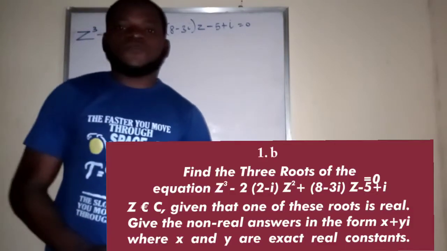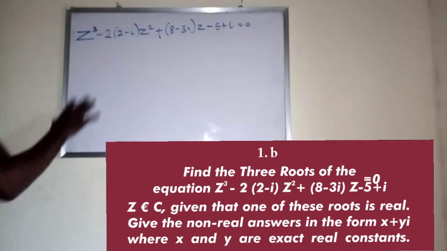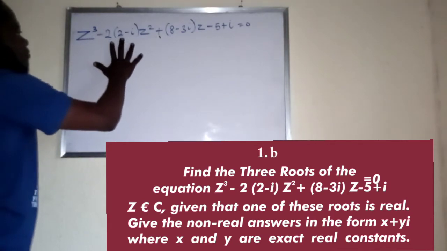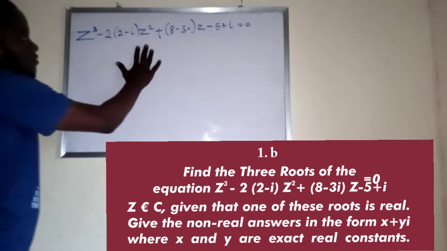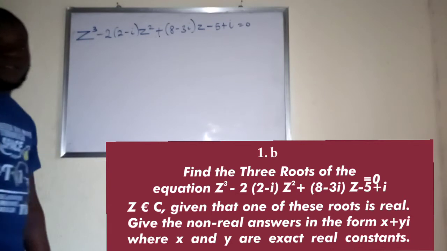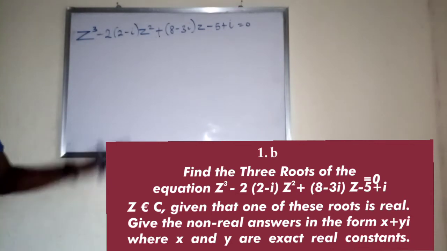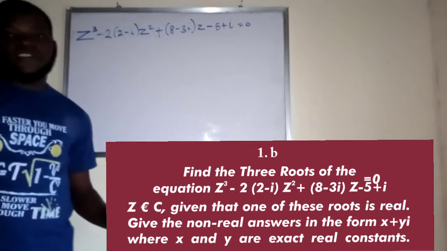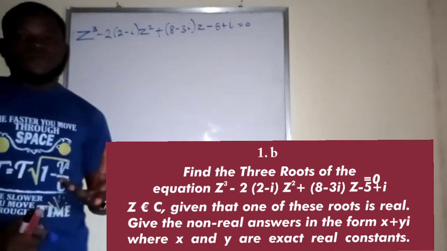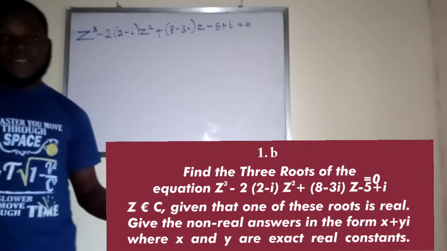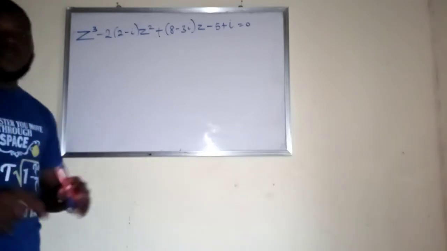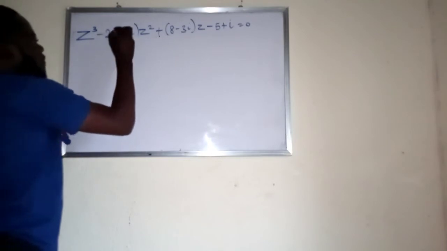Like you can see on the screen, the question says we should find the three roots of z cubed minus 2 into 2 minus i z squared plus 8 minus 3i z minus 5 plus i equals 0, if z belongs to the set of complex numbers, such that one of the roots is a real root while the other two are complex.